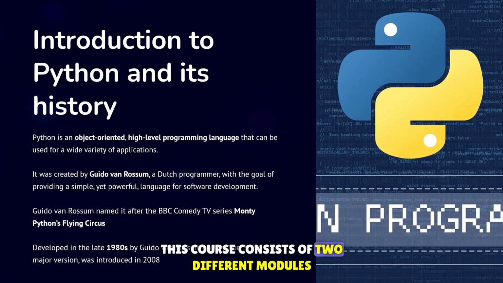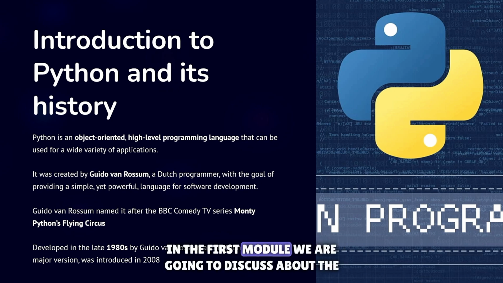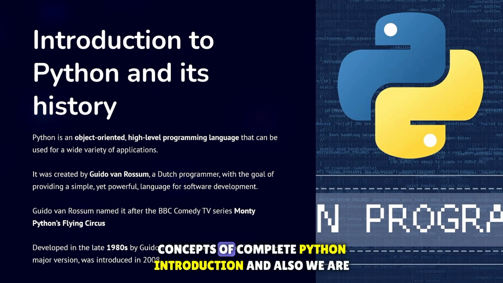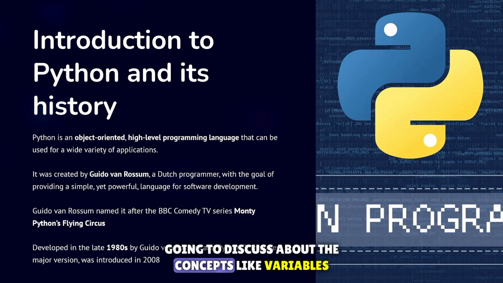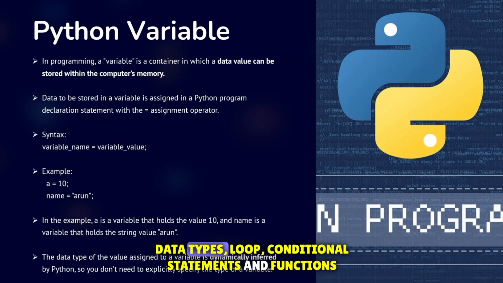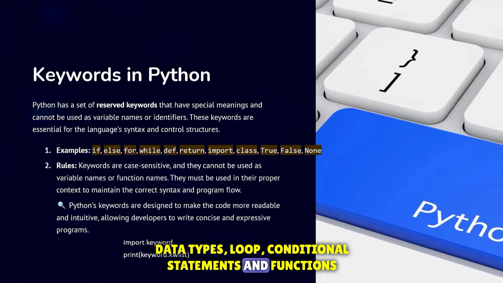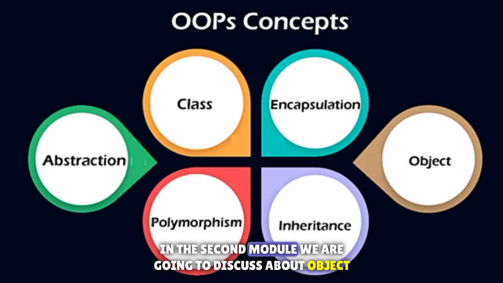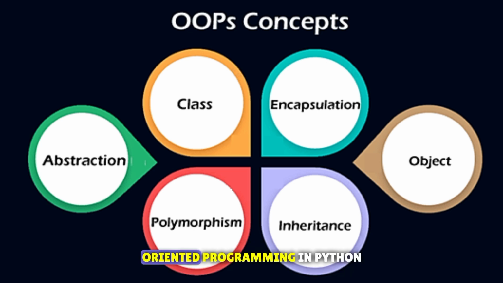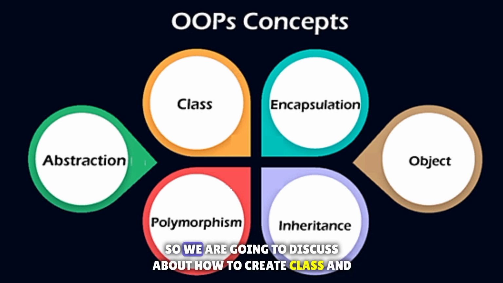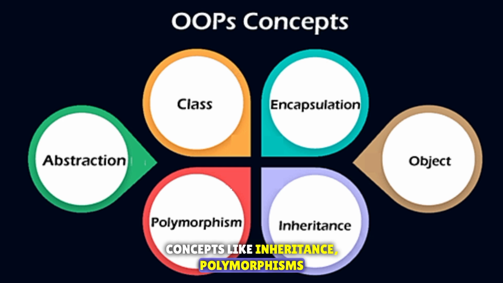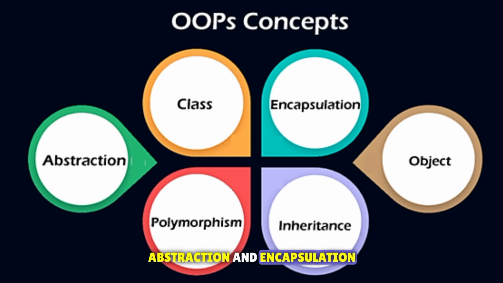This course consists of two different modules. In the first module, we are going to discuss the concepts of complete Python introduction, and also concepts like variables, data types, loops, conditional statements, and functions. In the second module, we are going to discuss object-oriented programming in Python. So we are going to discuss how to create class and object in Python, and also concepts like inheritance, polymorphism, abstraction, and encapsulation.